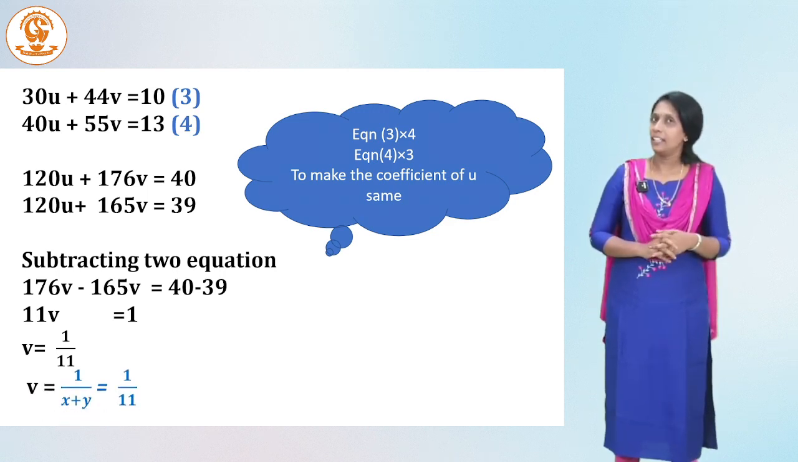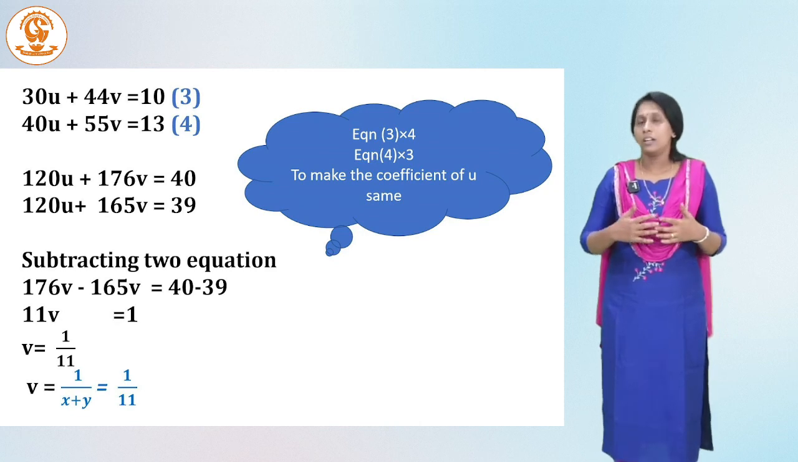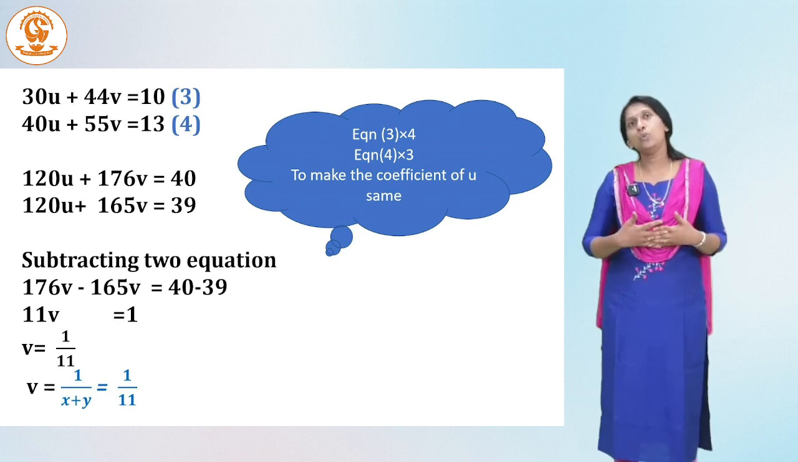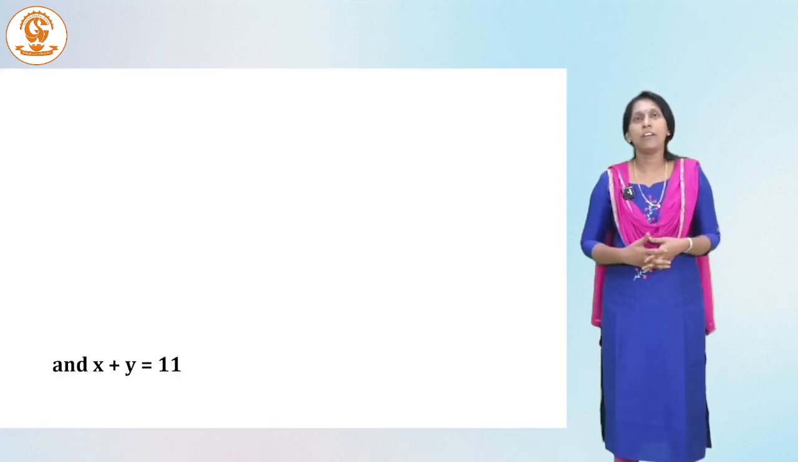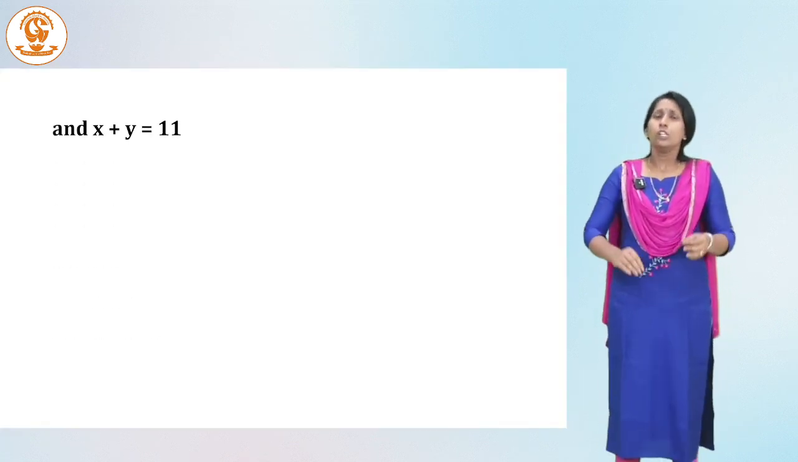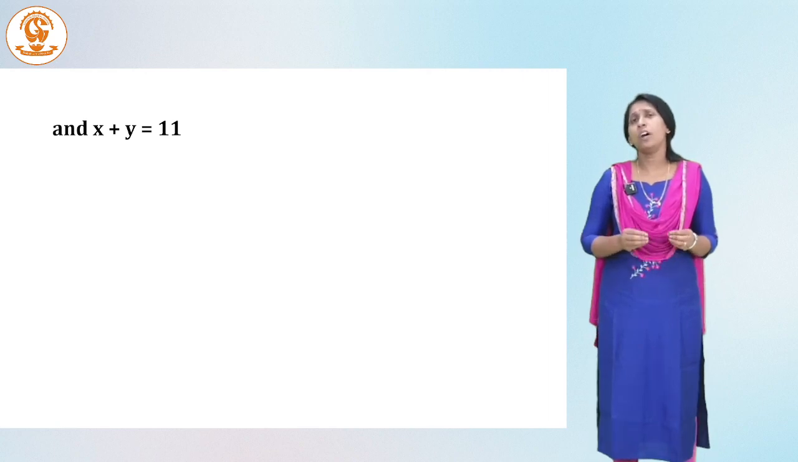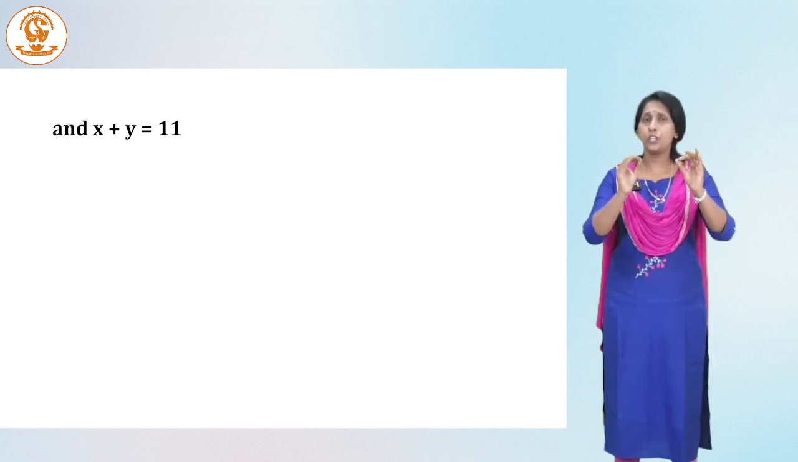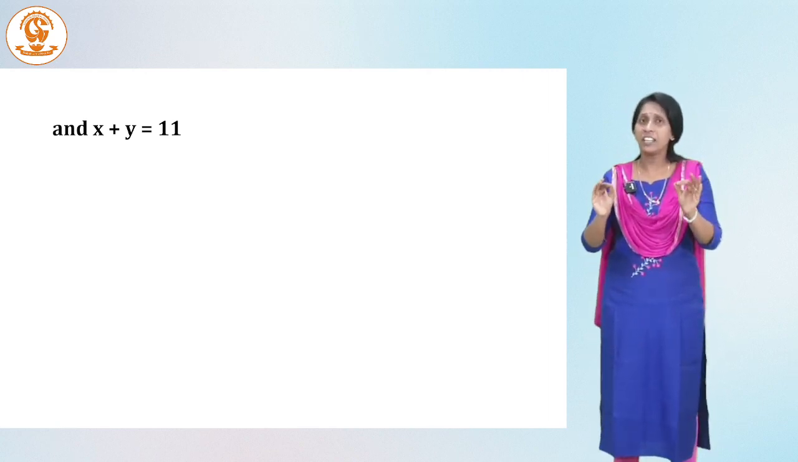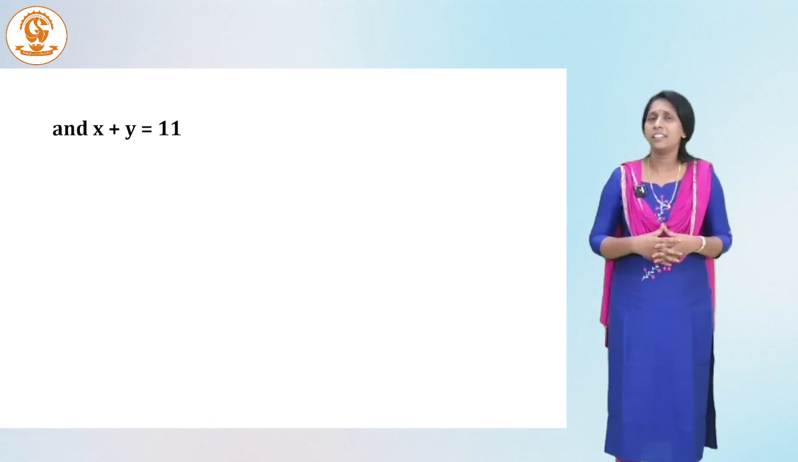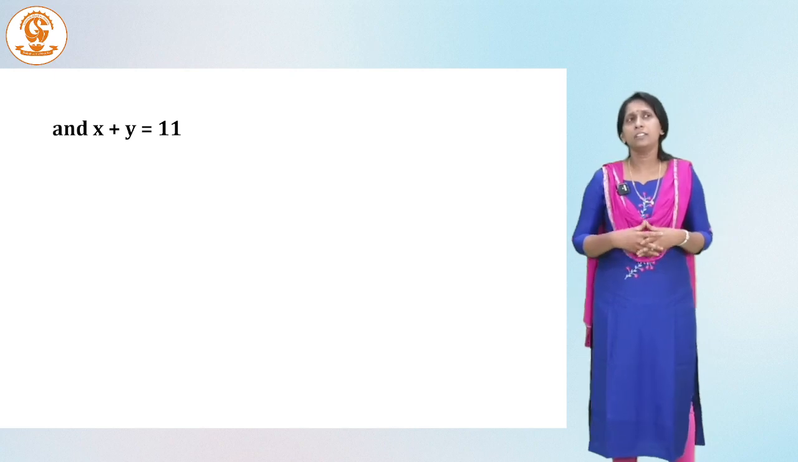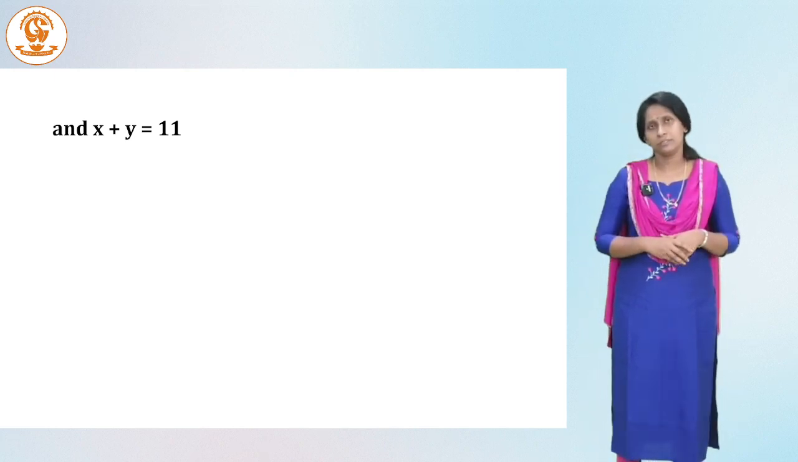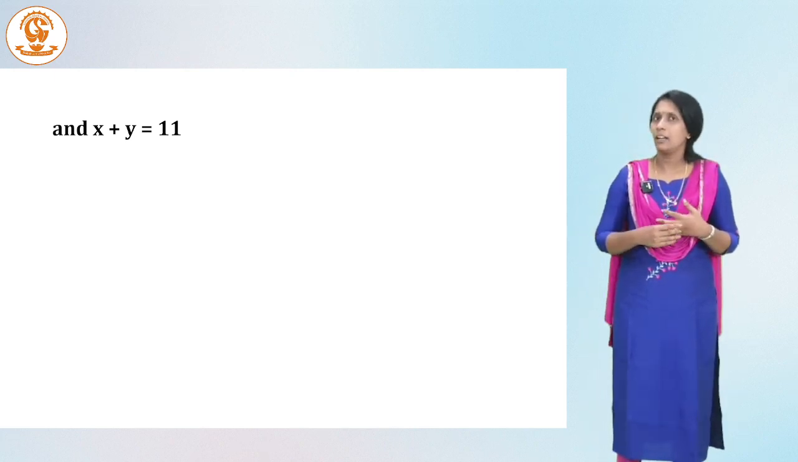So, now let's find the value of u also. Okay, let's find the value of u. For finding the value of u, what should we do? You have to substitute the value of v in any of the equations, isn't it? Which equation is more comfortable here, 3 or 4? 3.